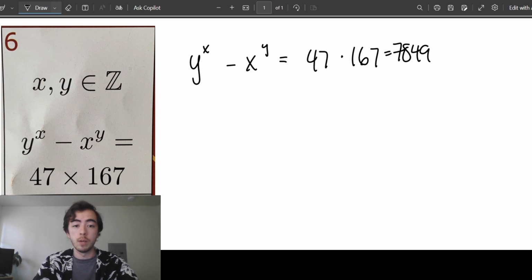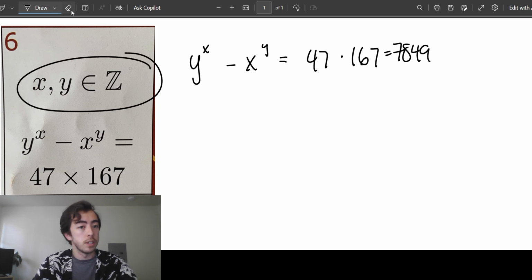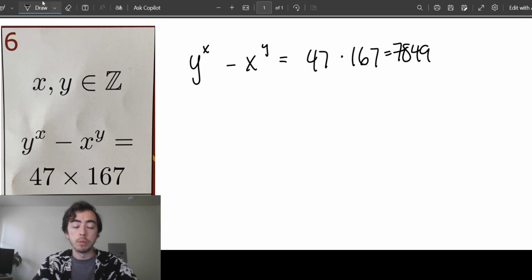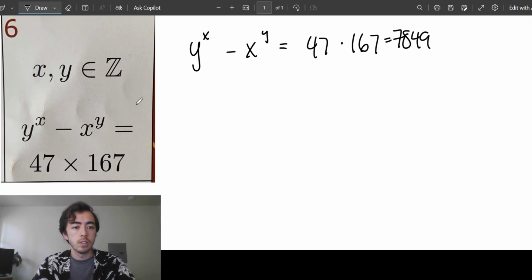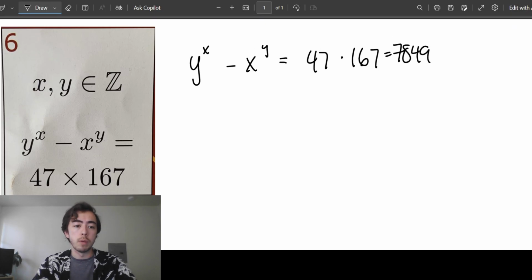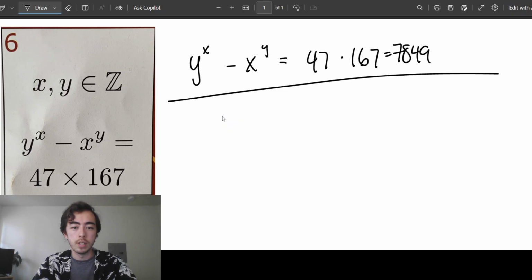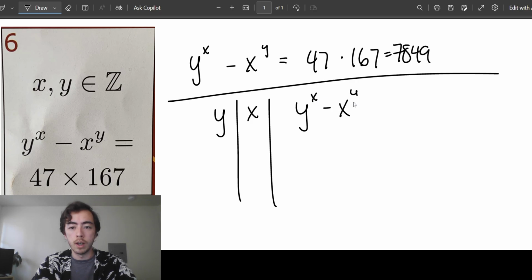Another thing that I want to explore is the fact that they're both integers. So we could see what happens when values are negative or 0 or positive. Also, it might be useful to think about if the numbers are even or odd. Let's actually do that first. Let's make a little table. Let's put y and x, and then this expression right here, y to the x minus x to the y.